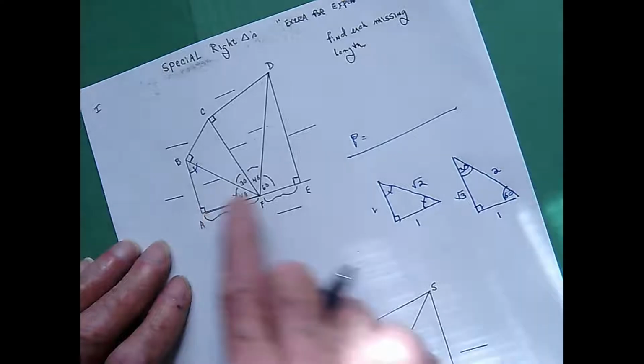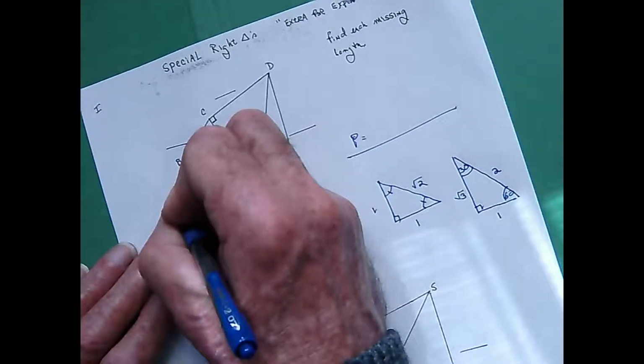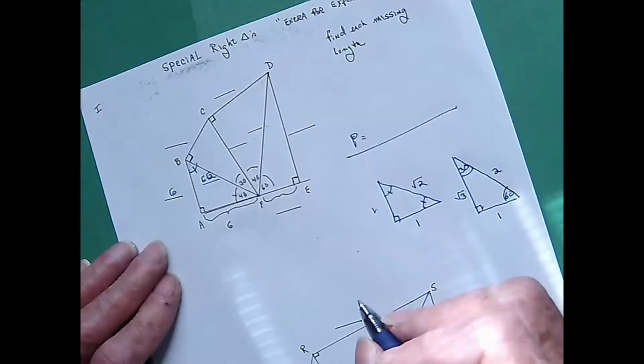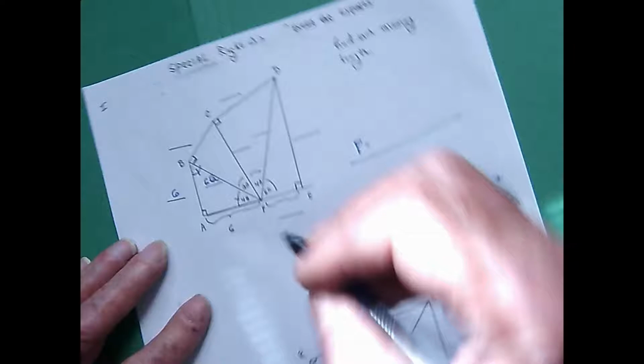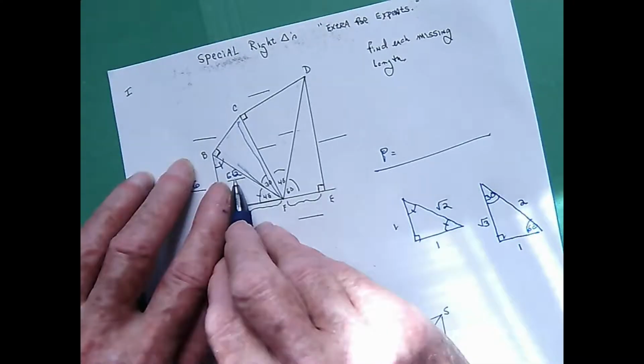In this 45, 45, 90, it's got to be isosceles. So this is 6. This would have also been 6. And that hypotenuse would have been 6 times the square root of 2. And I'm done with that triangle. I'm going to move into this next one then. That's 6 square roots of 2.